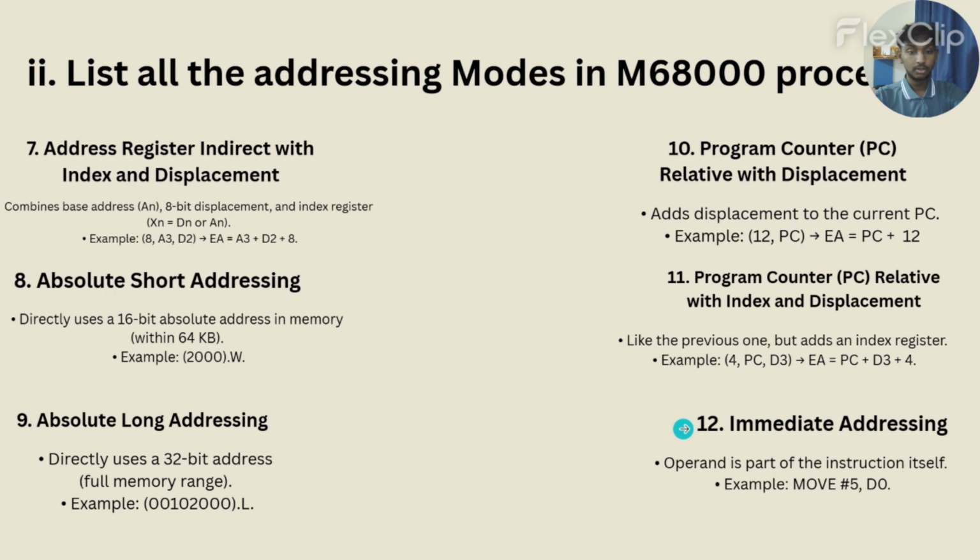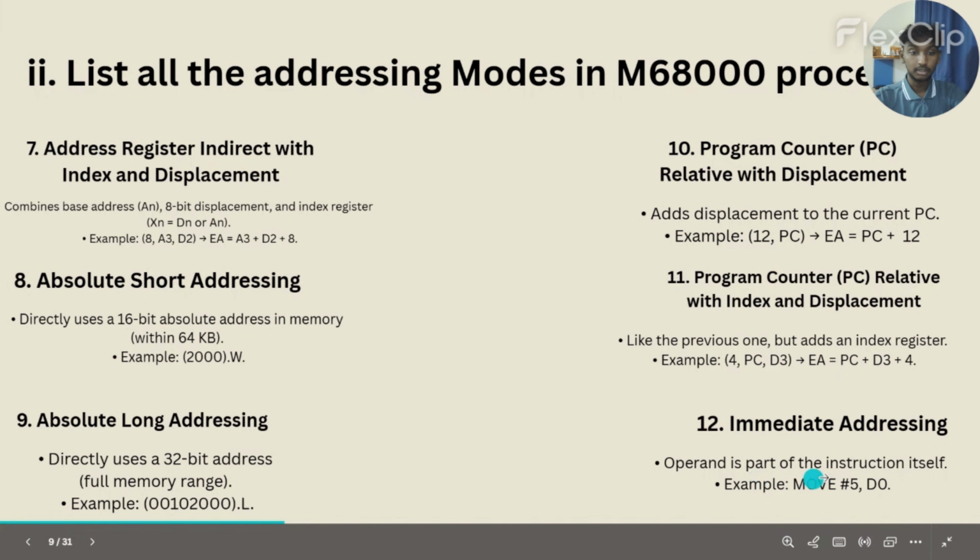And last but not least, we have the immediate addressing. The operand is part of the instruction itself. Example, MOVE #5, which is decimal 5, to D0. Thank you.